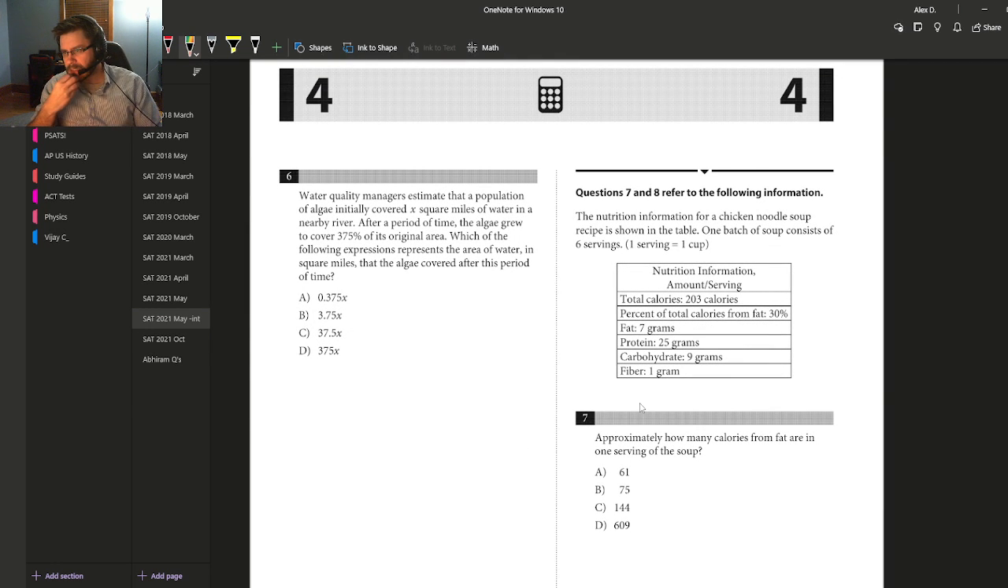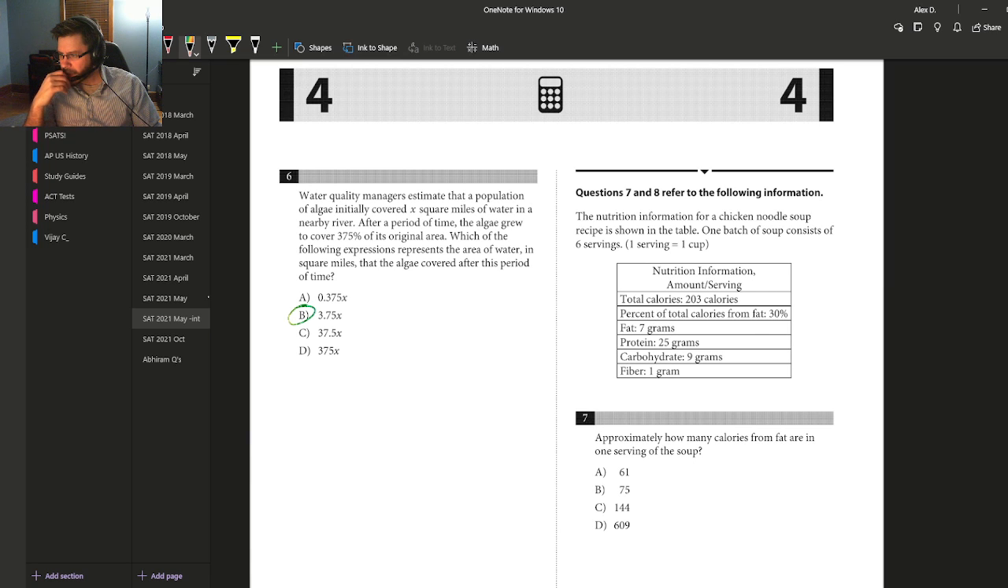Population of algae initially, who cares? 375% of its original area. Covered after this period of time. So probably B, because percentages can be represented moving the decimal over twice. Population of algae initially covered. Usually, okay, yeah, the initially covered is X. Yeah, I'm going to go with that.